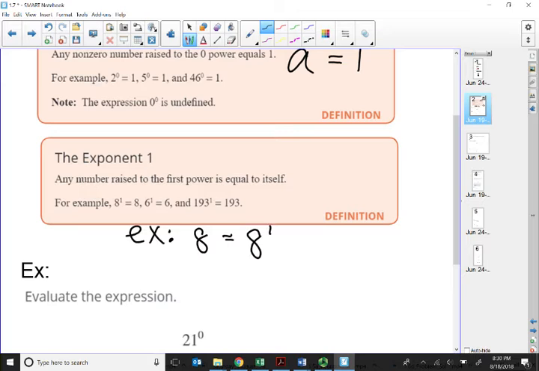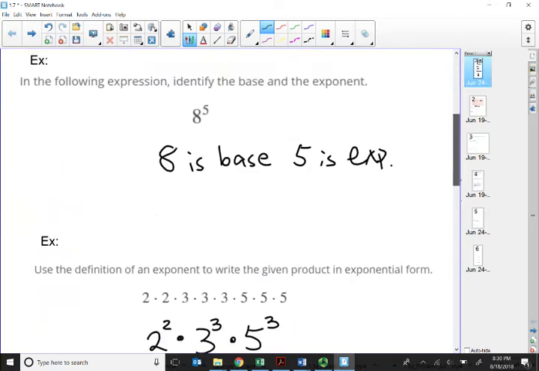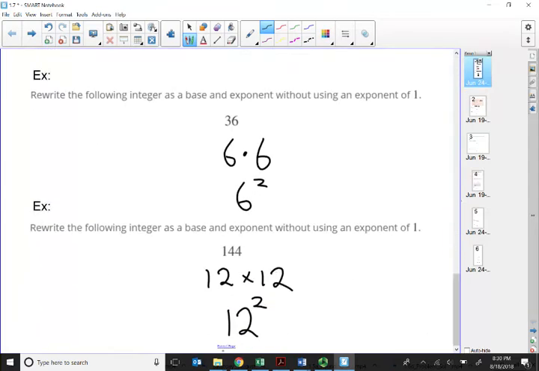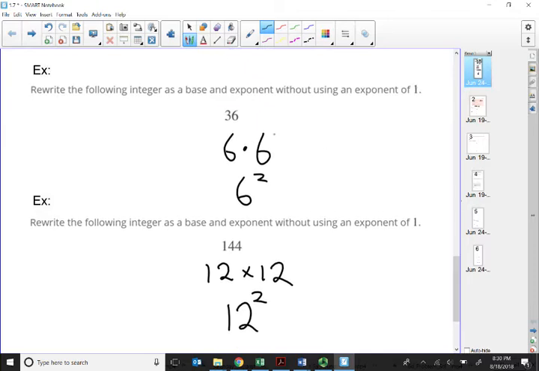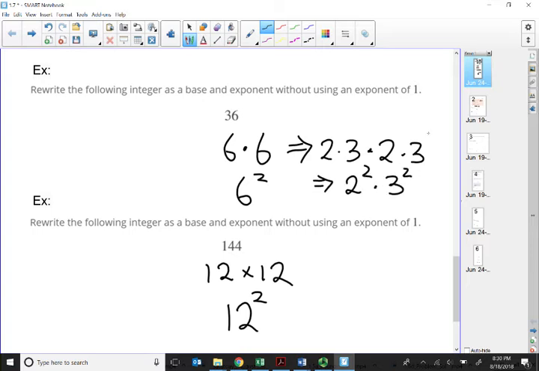So earlier in the previous lecture video, the last two problems, I mentioned something about breaking it down further, because sometimes these answers can also become, well, a 6 is actually made out of 2 times 3, and another 6, which is also 2 times 3. So you can write this as 2 squared times 3 squared and not using any exponent 1.